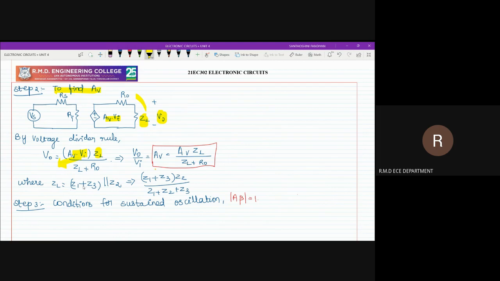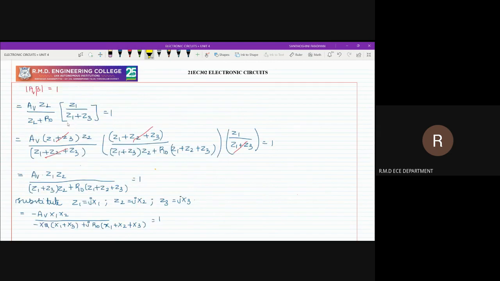What is ZL actually? ZL is the tank circuit, meaning Z1 and Z3 in series, in parallel with Z2. After getting the parallel combination, ZL equals (Z1 plus Z3) into Z2 divided by the sum of all three impedances. So we have found beta and we have found A. Now the condition for sustained oscillation is the modulus of A into beta equal to 1. We multiply both answers from the previous equations. After substituting all the ZL values and cancelling, I finally get this equation. Then substitute Z1 equal to jX1, Z2 equal to jX2, Z3 equal to jX3. We know j times j is minus 1. Once I substitute everything, I get this term.